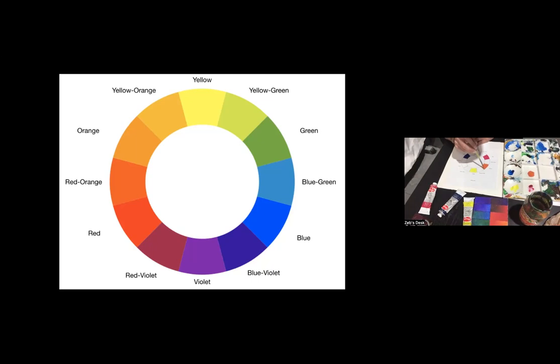The orange. I guess since we do have the orange, I'm going to go ahead and make yellow orange. So I'm going to add more yellow to my orange. Let me add a little bit more yellow to the orange I made, and then that should yield the yellow orange.